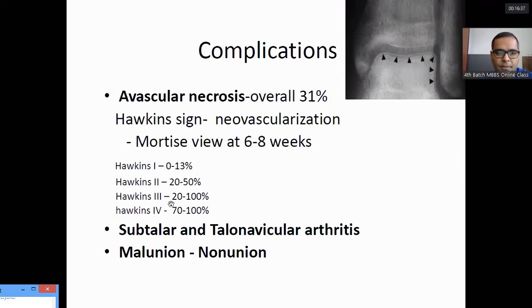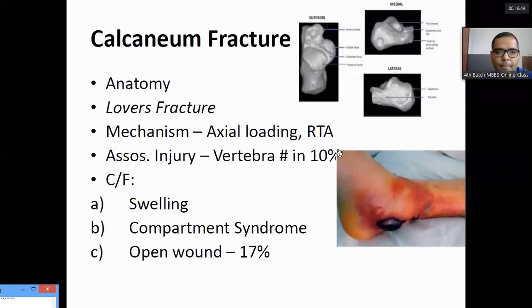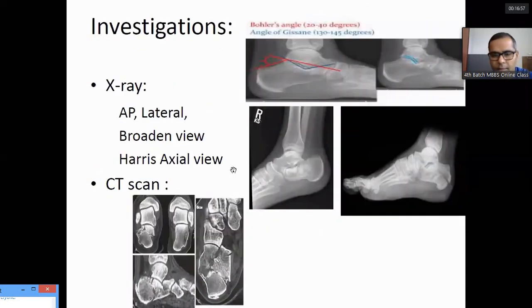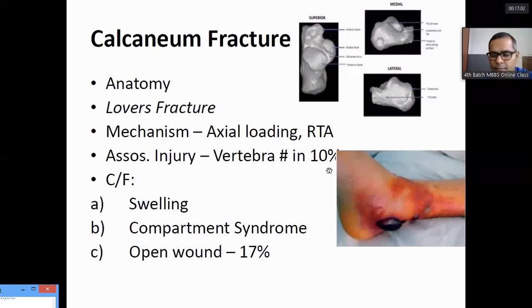It increases with each degree of displacement, from Hawkins 1 to 4. Hawkins sign, the subchondral radiolucency, you cannot forget this one. Calcaneum: the mechanism is axial loading, with huge swelling and compartment syndrome. And in calcaneum, always examine the spine, as there is an association in 10% of the cases.